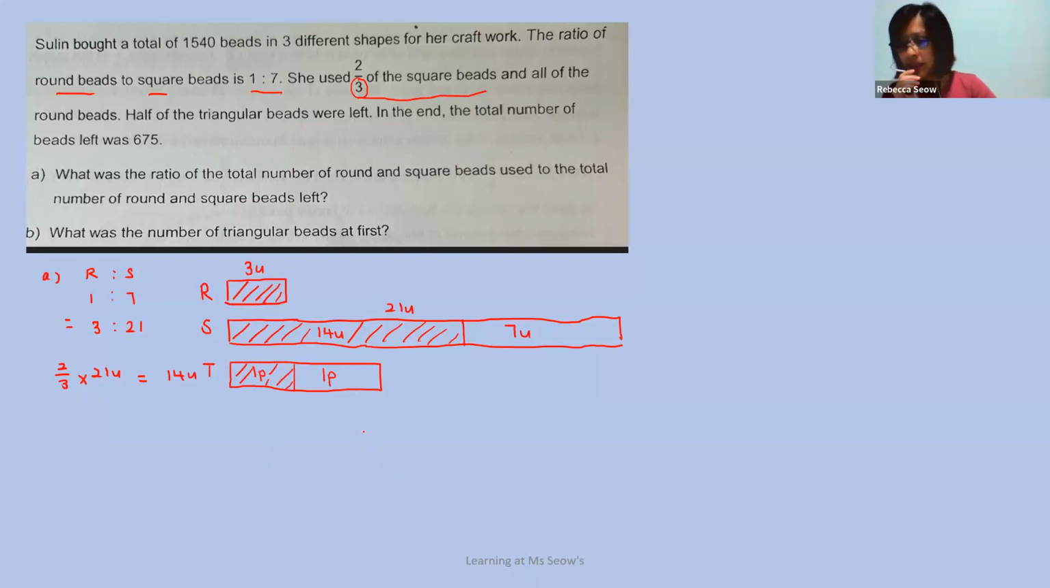Now, let's see what else we can do to furnish with more information. It's mentioned in the question that in the end, the total number of beads left was 675. Okay, so we could put that down.